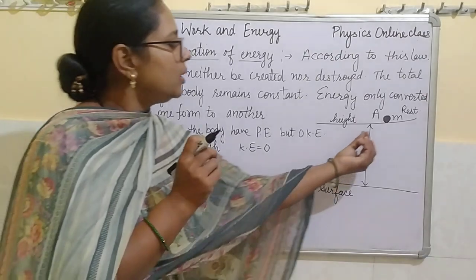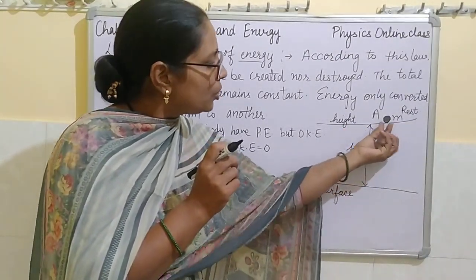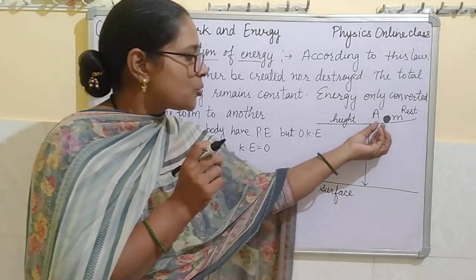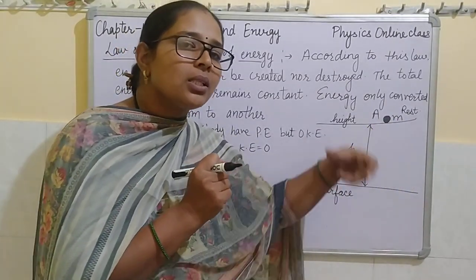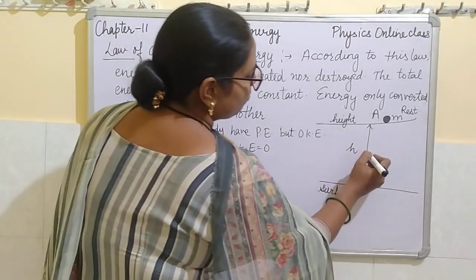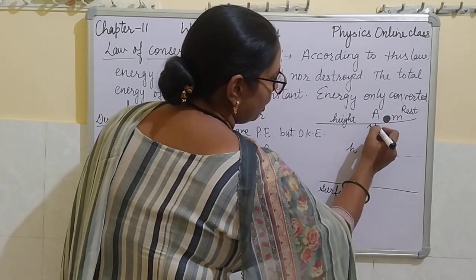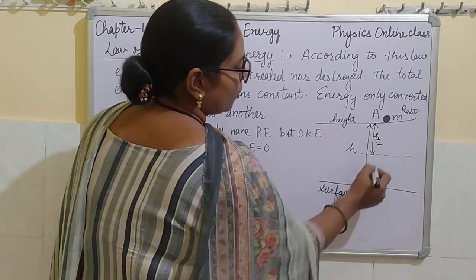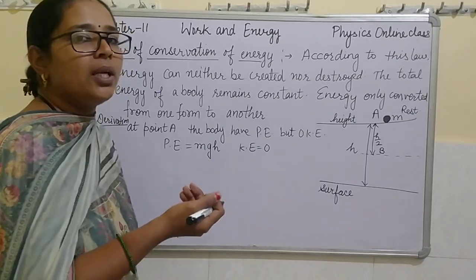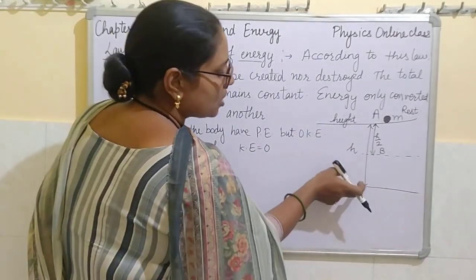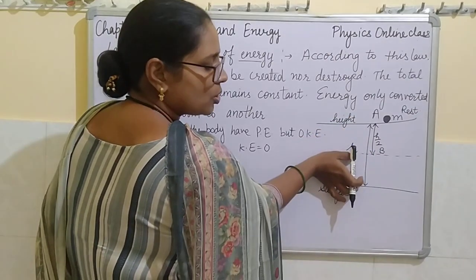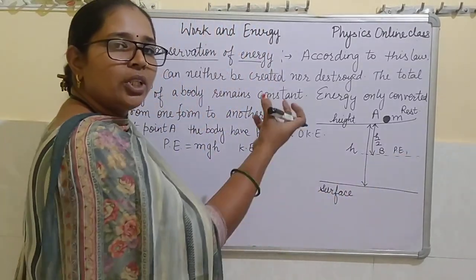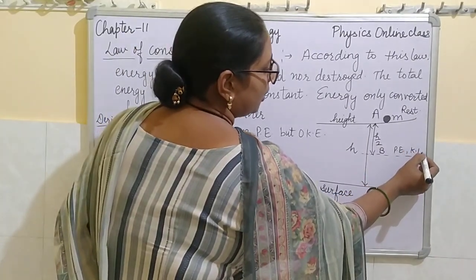Now what happened? Suddenly I dropped this body. As this body starts in motion, it will come down. h will go on decreasing. That means its potential energy will decrease, and as it comes in motion, it gains some kinetic energy. Suppose the body is here in between the path. Let this distance be h by 2, and at point B, what type of energy is possessed by the body? As the body is above the surface, if this is h by 2, this is also h by 2, the body has some potential energy. And also as the body is moving under gravity, it has some kinetic energy also.